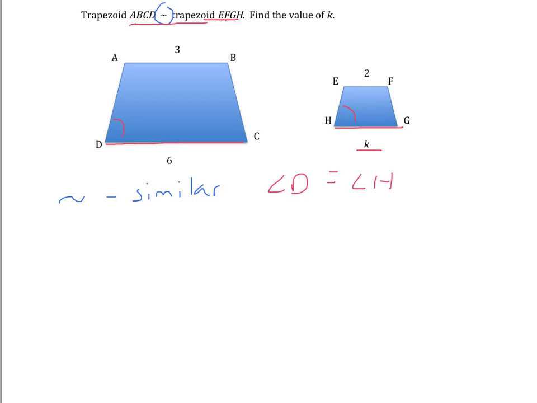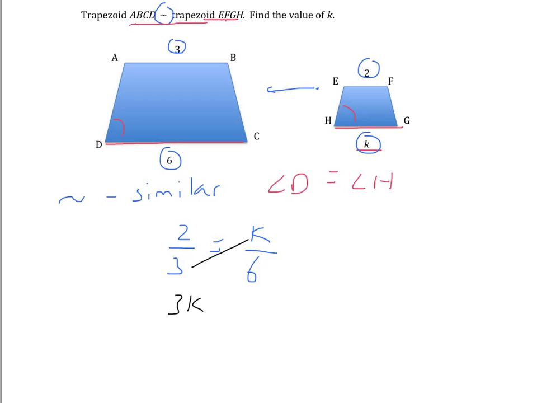So I'm going to set up a proportion to solve for K. I usually like to set up my ratio as small to large. So I'm going to say 2 is to 3 as K is to 6. Notice how I set up the corresponding sides, and I'm, again, going small to large with my ratios. Then I can use this and solve the proportion for K.